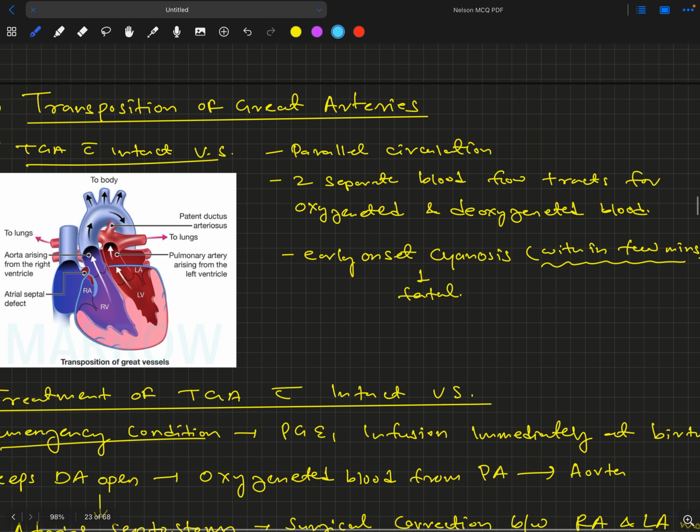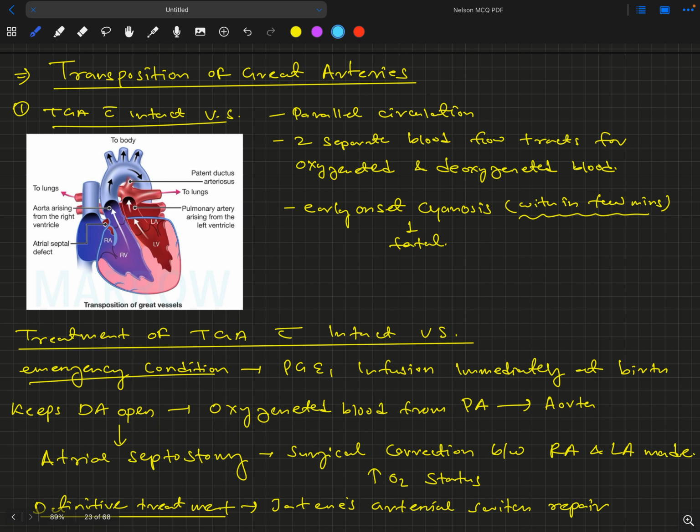Now let's go to transposition of great arteries. We have discussed transposition with intact ventricular septum. If the ventricular septum is intact, there will be parallel circulation. Here blood from the superior vena cava and inferior vena cava comes to the right atrium. From the right atrium via the tricuspid valve it goes to the right ventricle. From the right ventricle it goes to the aorta, and from the aorta, from the body, it again comes to the vena cava and the right side. So this deoxygenated blood keeps on moving like this on the right side.